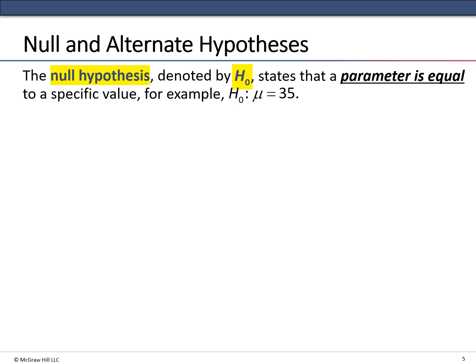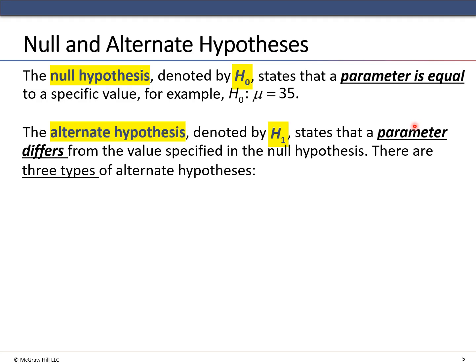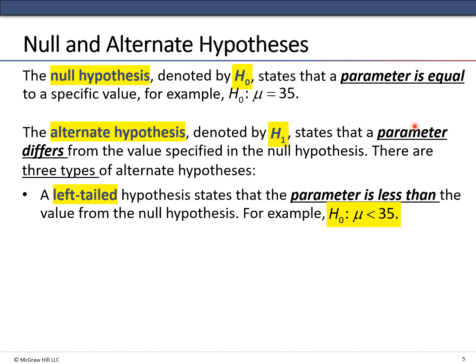We denote the null hypothesis by an uppercase letter H with a small zero at the base, a sub-zero, if you will. The null hypothesis, denoted by H sub 0, states that the parameter is equal to a specific value. For example, in the last example, this was that the mean equals 35. The alternative hypothesis, denoted by H sub 1, states that the parameter differs from the value specified in the null hypothesis.